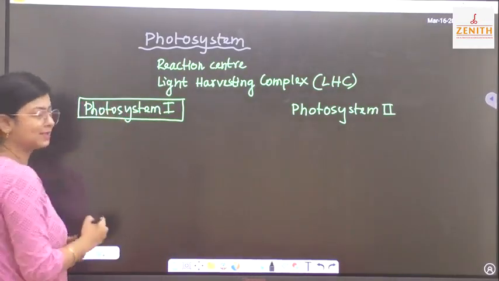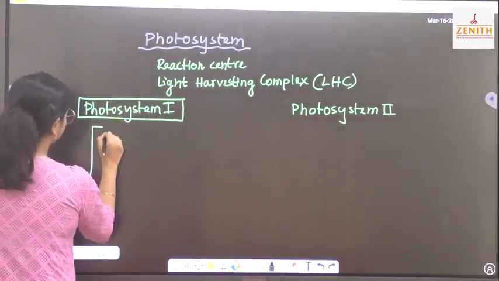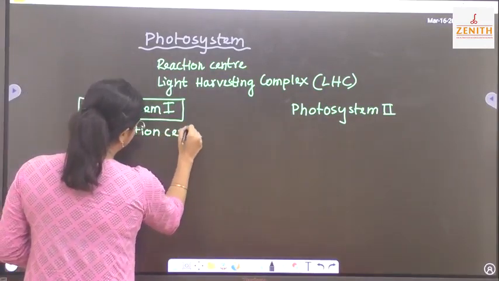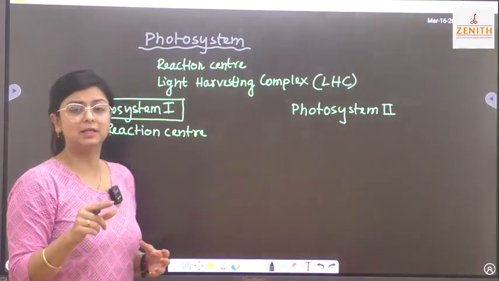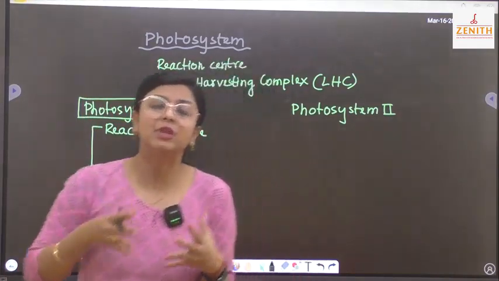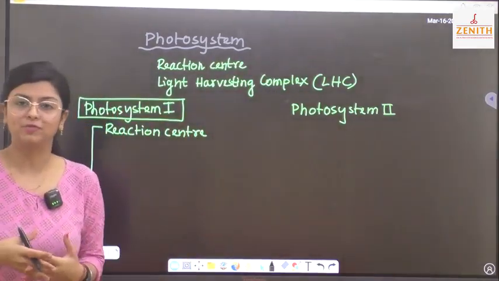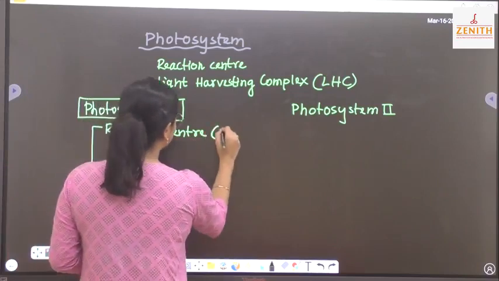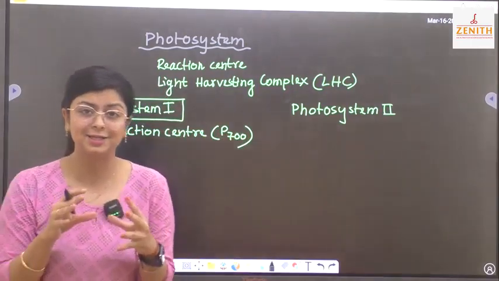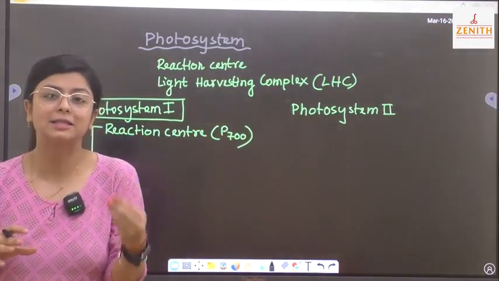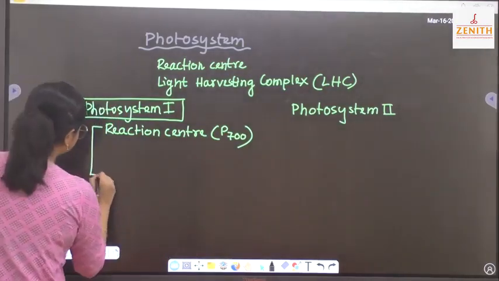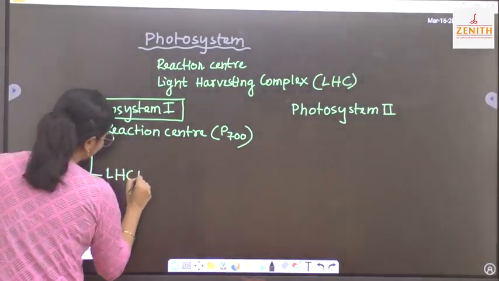So basically the photosystem 1 is made up of a reaction center, and this reaction center gets excited by absorbing 700 nanometer wavelength of light. So the reaction center is denoted as P700, because the reaction center gets excited when it absorbs 700 nanometer light. Another part is the light harvesting complex 1.